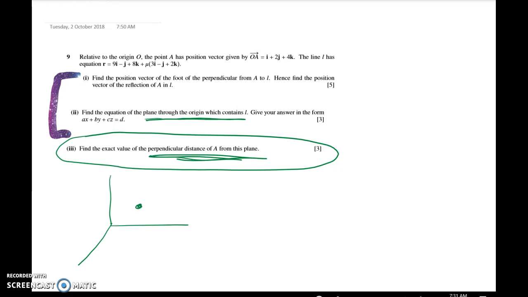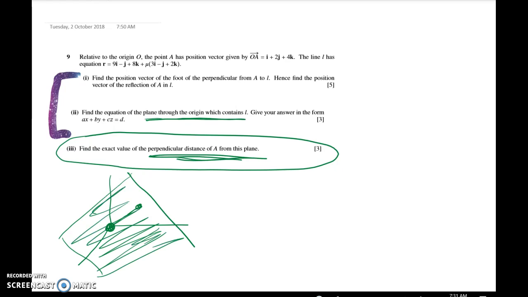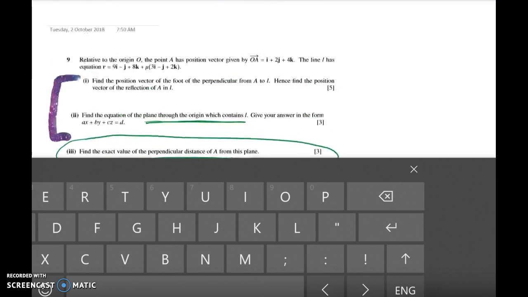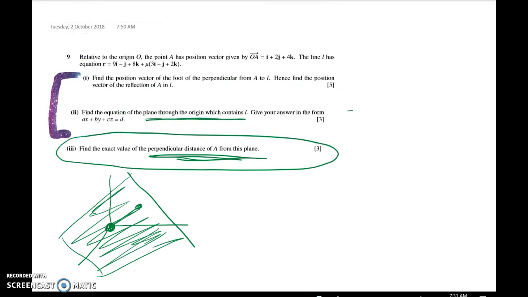We had point A, which was here, and then we've got the origin. We've got a line off here, and we drew a plane that was going through the origin and including that line. And we found in part 2 that the equation for this one was, depending on how you wrote it, x plus y minus z equals 0. Okay, so that was in here, and we know that point A has got coordinates 1, 2, and 4.